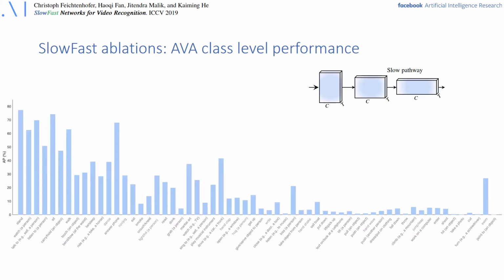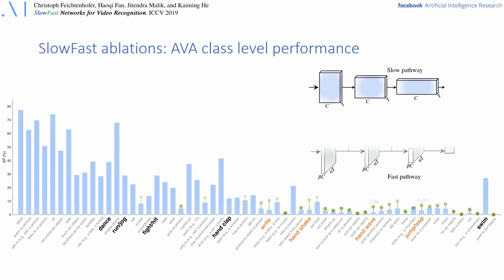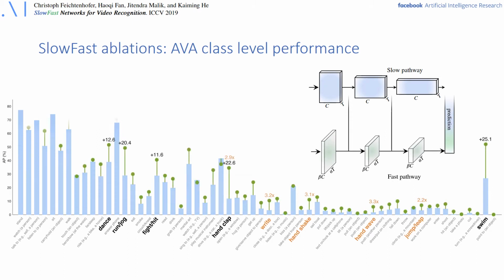So for action detection, we here look at the AVA dataset and some class level performance. Adding the fast pathway of the SlowFast model over the slow model shows that especially for highly dynamic action classes such as dancing, running, fighting, or hand clapping, we can observe a substantial boost in mean average precision.